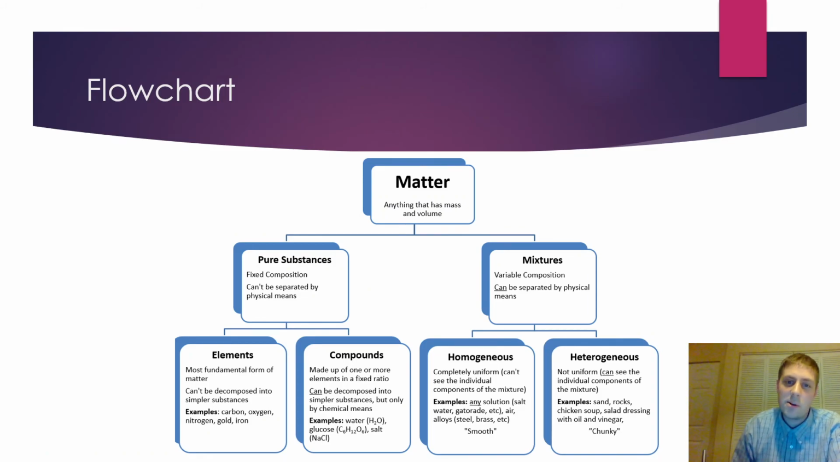So here is our flowchart. We start at matter, which is defined as anything that has both mass and volume, and then we can sort it into pure substances, which are elements and compounds, as well as mixtures, which can be homogeneous or heterogeneous. So you might want to take some notes on this flowchart, copy it down, or just take a picture.